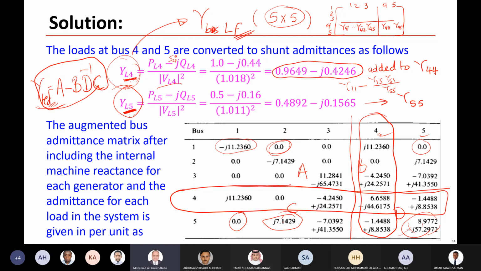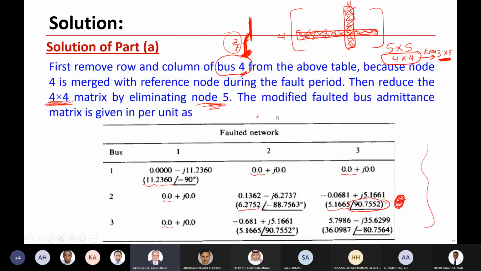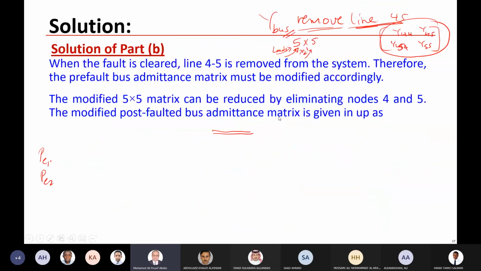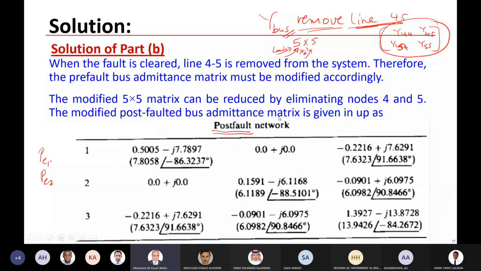And part B, this is the post fault. So we eliminate buses 4 and 5 by Kron reduction, after adjusting this Y bus matrix by removing the line. Then you can remove 4 and 5 by Kron reduction.